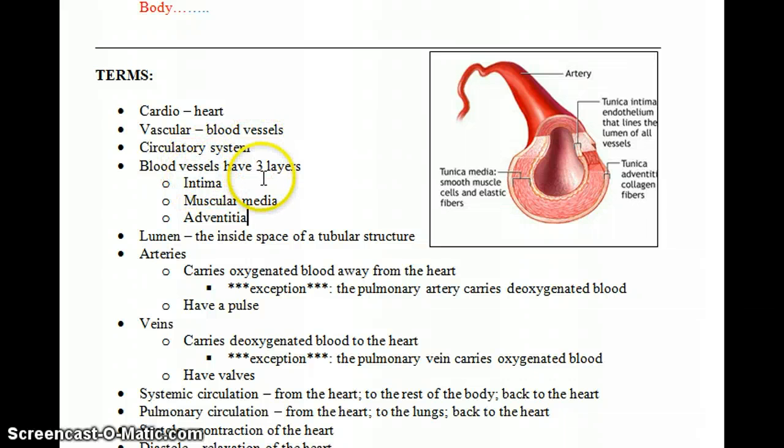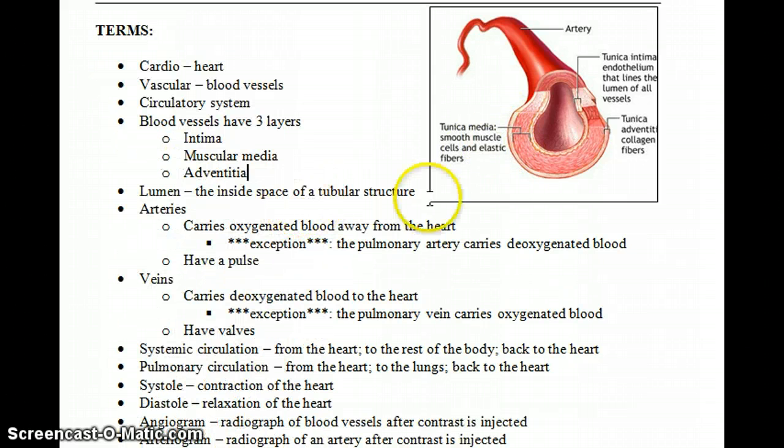Blood vessels have 3 layers. The inner layer is the intima, the muscular layer is the media, and the outer layer is the adventitia. The lumen is the space within the blood vessel.